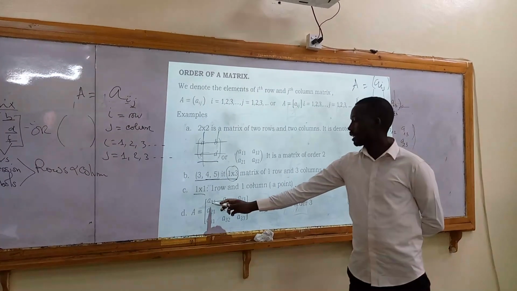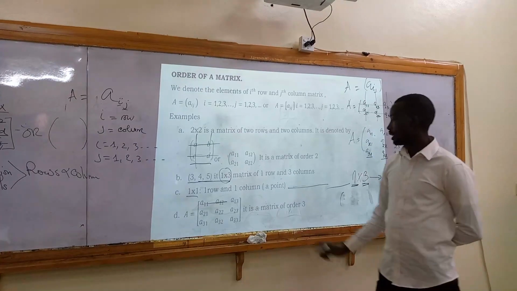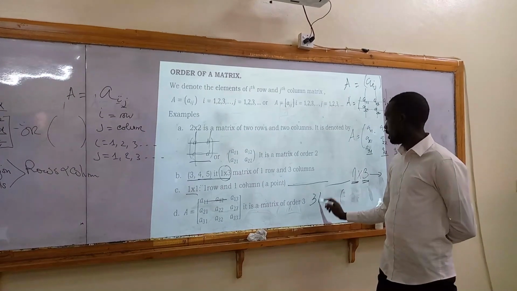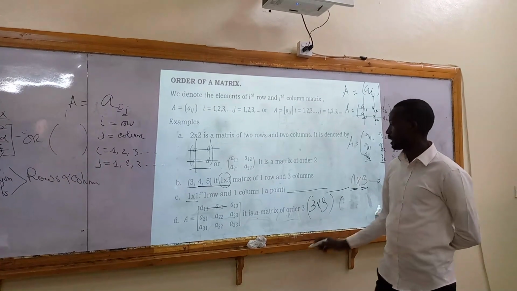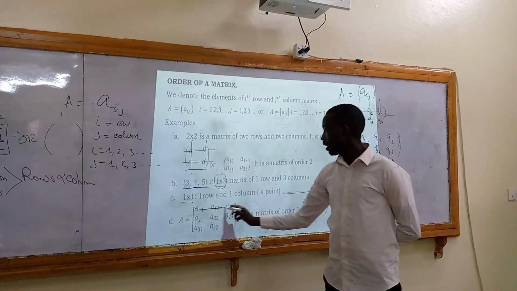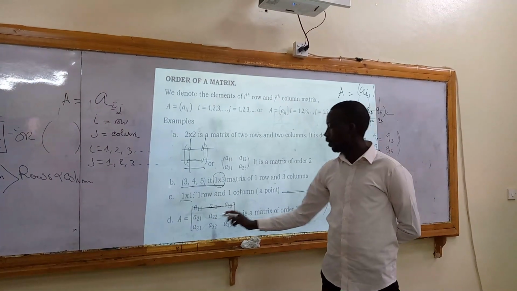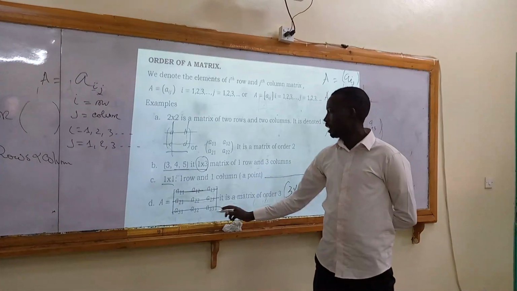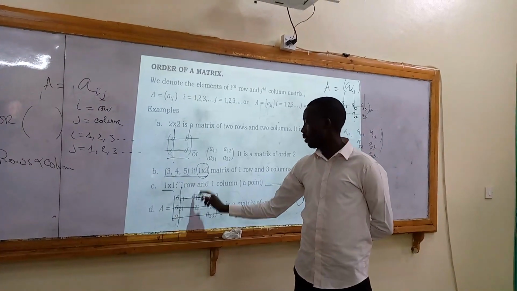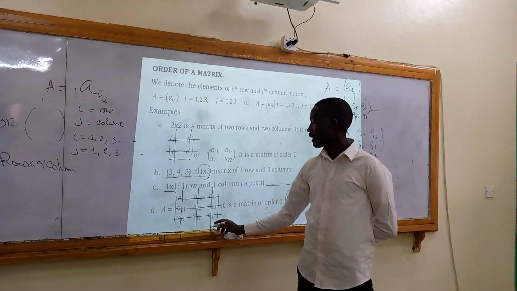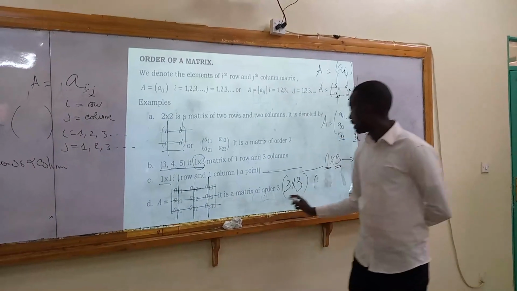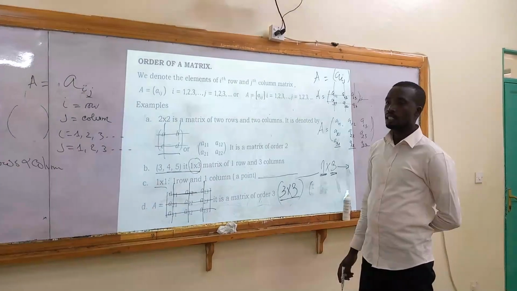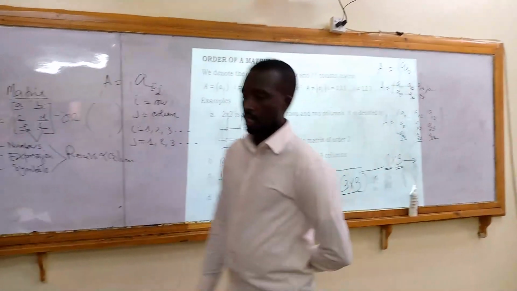So this one is a 3 by 3 matrix. It has the first row, the second row, and the third row, and the first column, the second column, and the third column. That means that it is a 3 by 3 matrix.